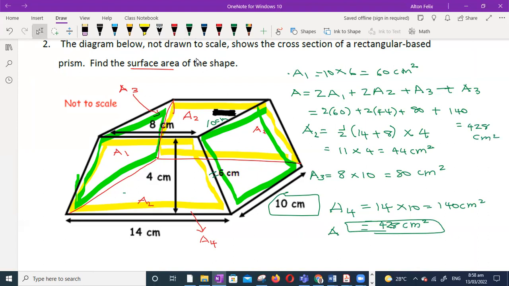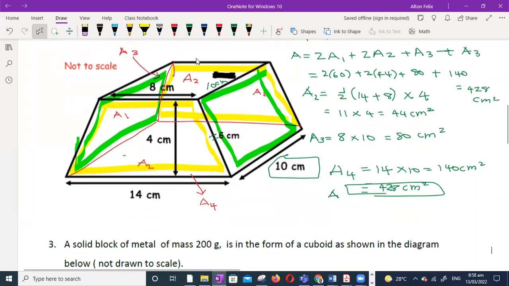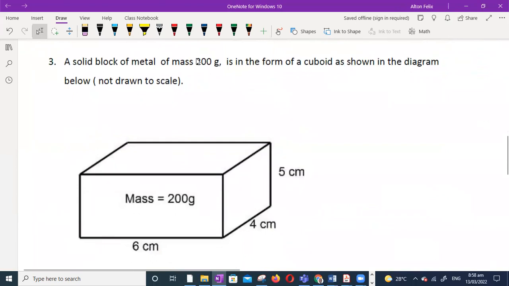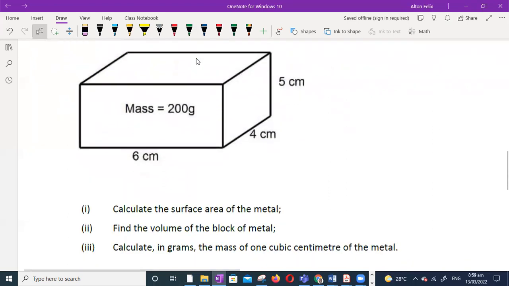Great. So we're going to get some more practice on this as we look at question number 3. So we have a block of metal in its shape as shown. It weighs 200 grams. It's in the form of a cuboid, right? Not drawn to scale. So what we need to do with that question is calculate the surface area. So again, let's go with our practice. It's always nice to visualize the shape. So we'll have a line coming down here, one going across here to meet it, and then one coming back across here.